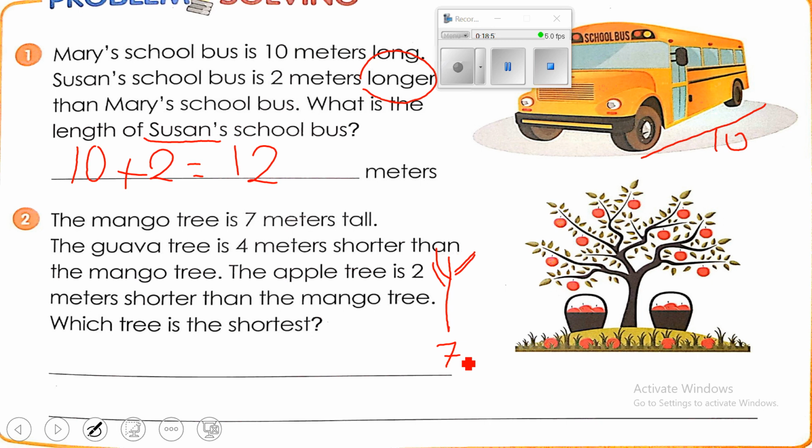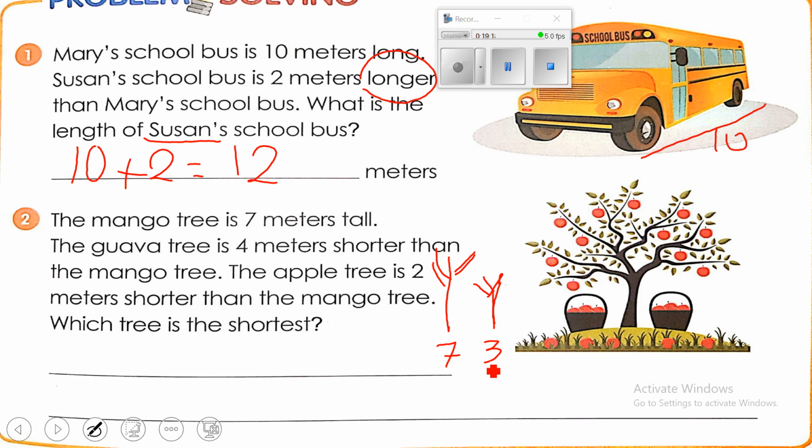Guava, here the guava is about 4. So 4 meters shorter. What is the difference between 7 and 4? Yes, excellent. So it's 7 minus 4, it will be 3.